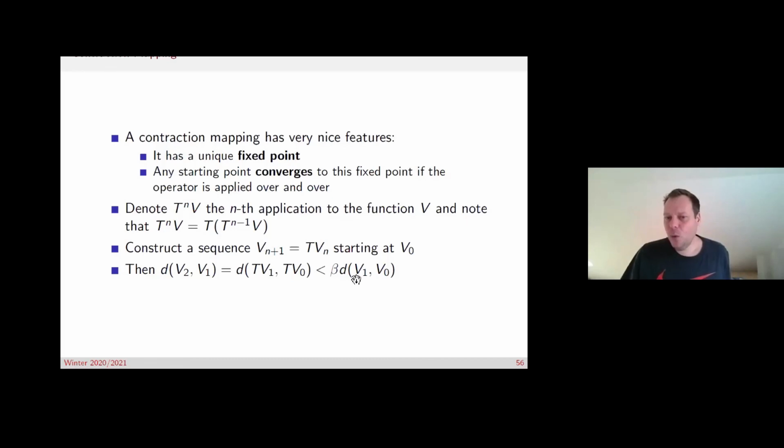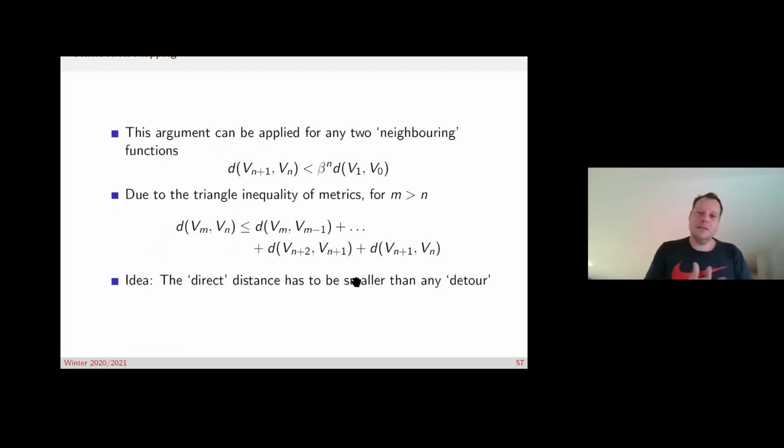So the idea is now what you can see. You have the distance between 0 and 1, and the distance between 1 and 2 is smaller than a fraction of this distance. Then the distance between 3 and 2 is, by the same argument, smaller than a fraction of the distance between 2 and 1. But this is smaller than the fraction of the distance between 1 and 0. And what you construct is basically a series of all those distances between two neighboring functions.